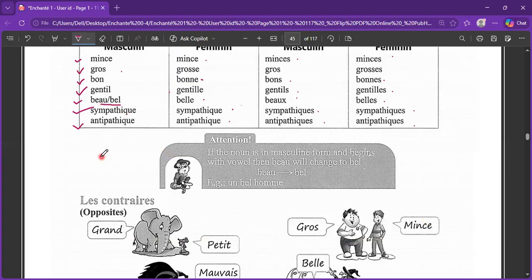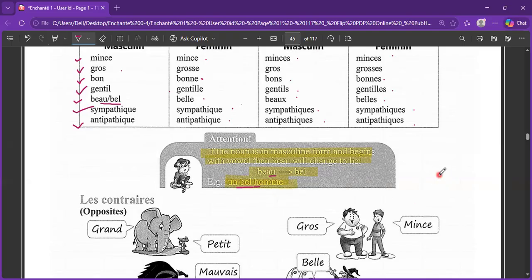How do we decide whether it's beau or bel with a single L? So, if your noun is in the masculine form and it begins with a vowel or a mute H, then beau will change to bel. It should come with the version of bel and not beau. The reason is very simple. Because again, we would have two vowels coming together. That we don't want. So that is why it is never a beau homme, but a bel homme.